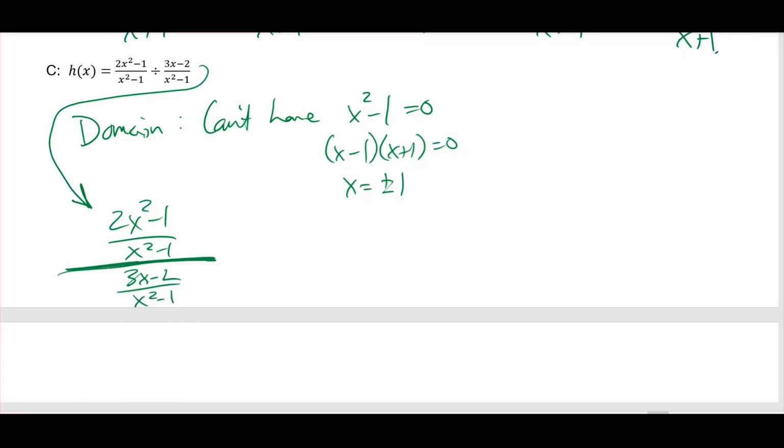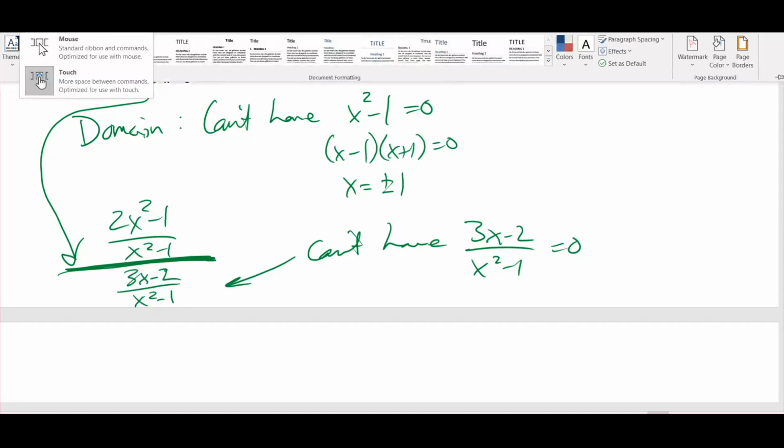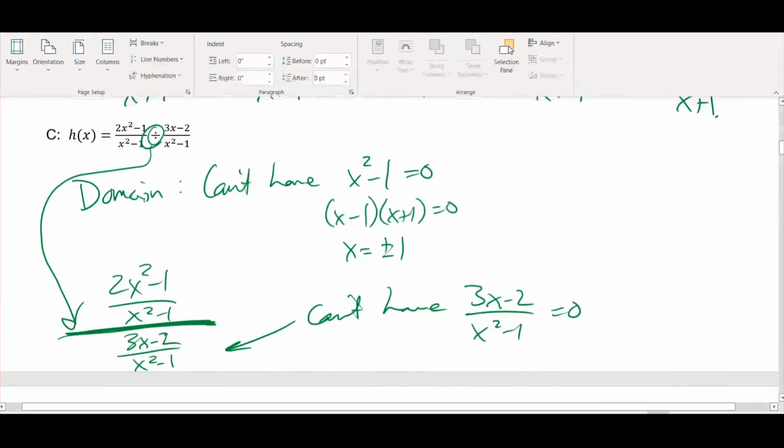So this main division bar, that's what this thing means, right? That's the main division going on here. So we also can't have this thing equal to 0. So that can't happen, right? So we just go ahead and find the things that make it. Okay, so when we're solving, where are we here?